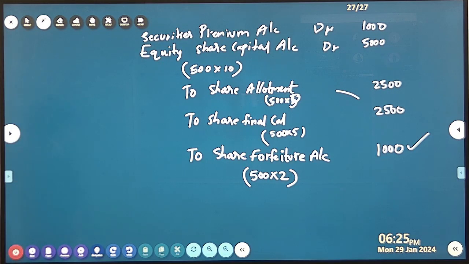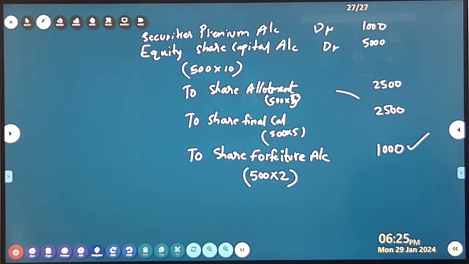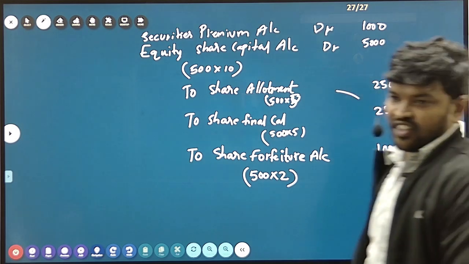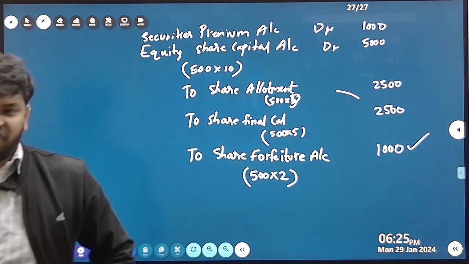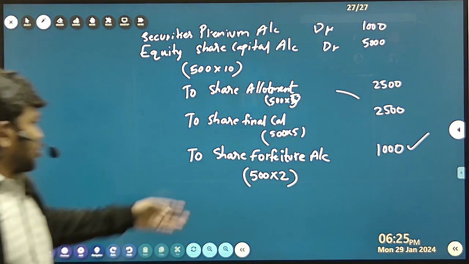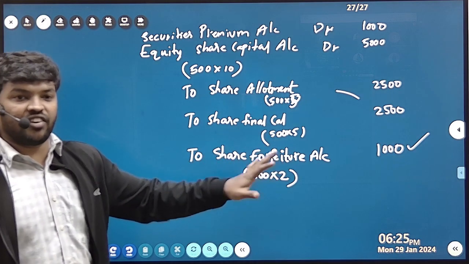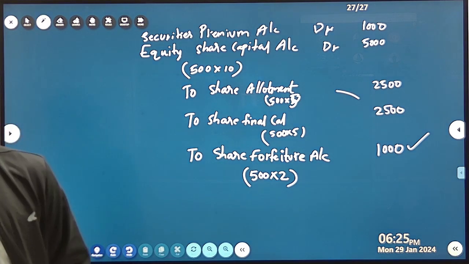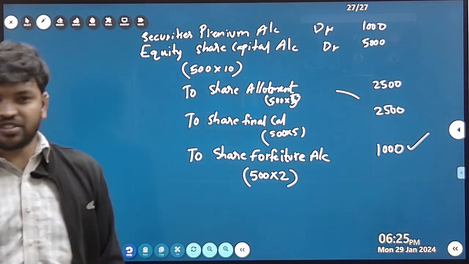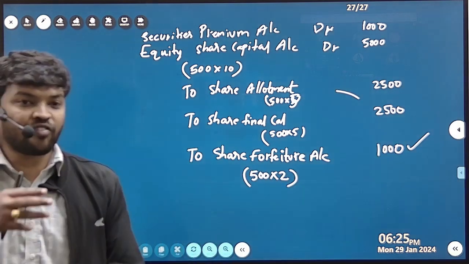This is a profit to the company. Clear? Now coming to the reissue part. How many shares were reissued out of 500? 300 shares. Yes or no? Can you tell me the profit on 300 shares? This is the total profit, yes or no? Profit on forfeiture. What is the total profit? 1000 rupees. 1000 rupees is for how many shares? 500. Now tell me the profit for 300 shares.